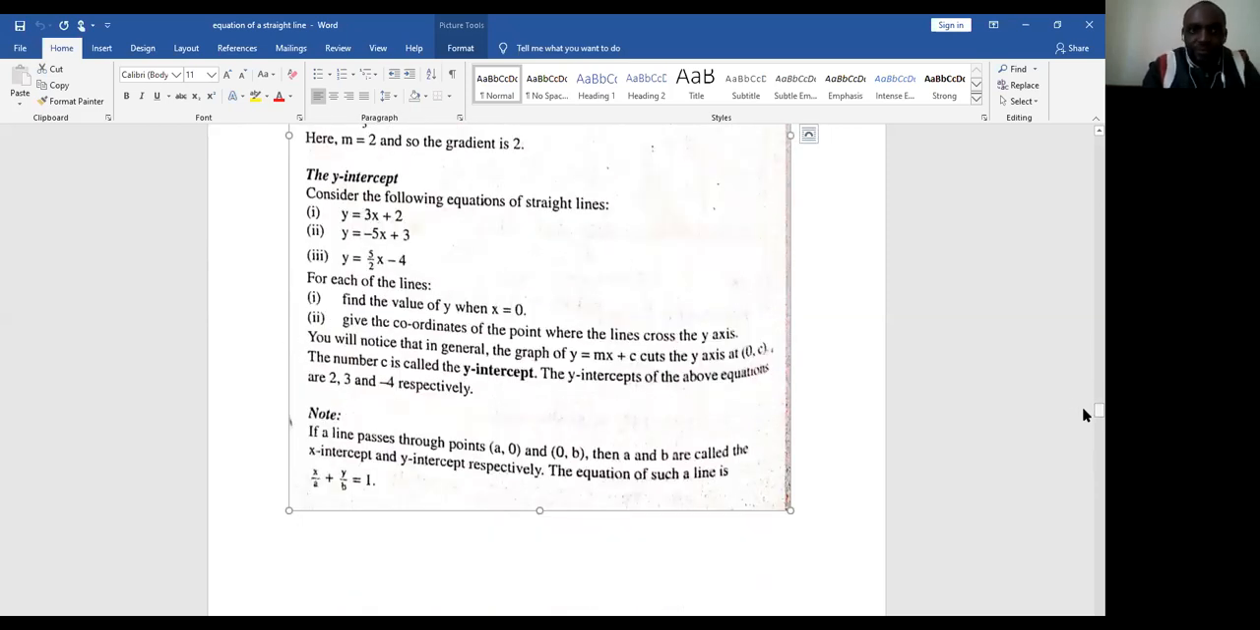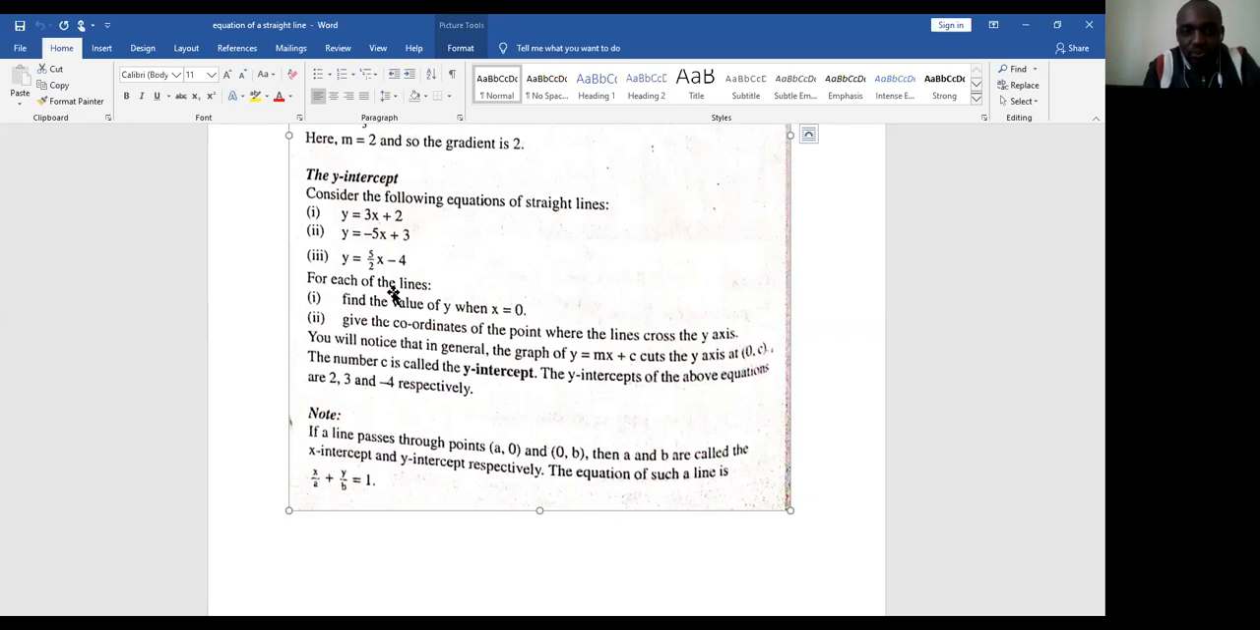Now, we consider the y-intercept in these lines here. So let's talk about Roman 1. You can see the equation of the line is y equals 3x plus 2. In the equation of a straight line, the format is y equals mx plus c, where m is the gradient. So you can see clearly in this line, the gradient is 3, and the y-intercept is 2, or the graph cuts the y-axis at 2.